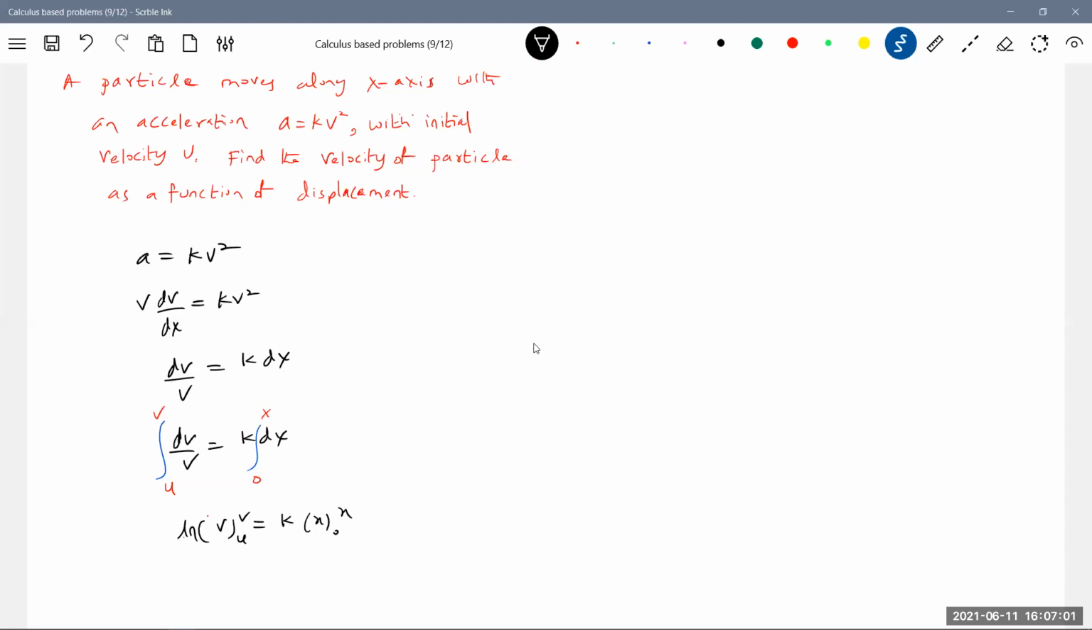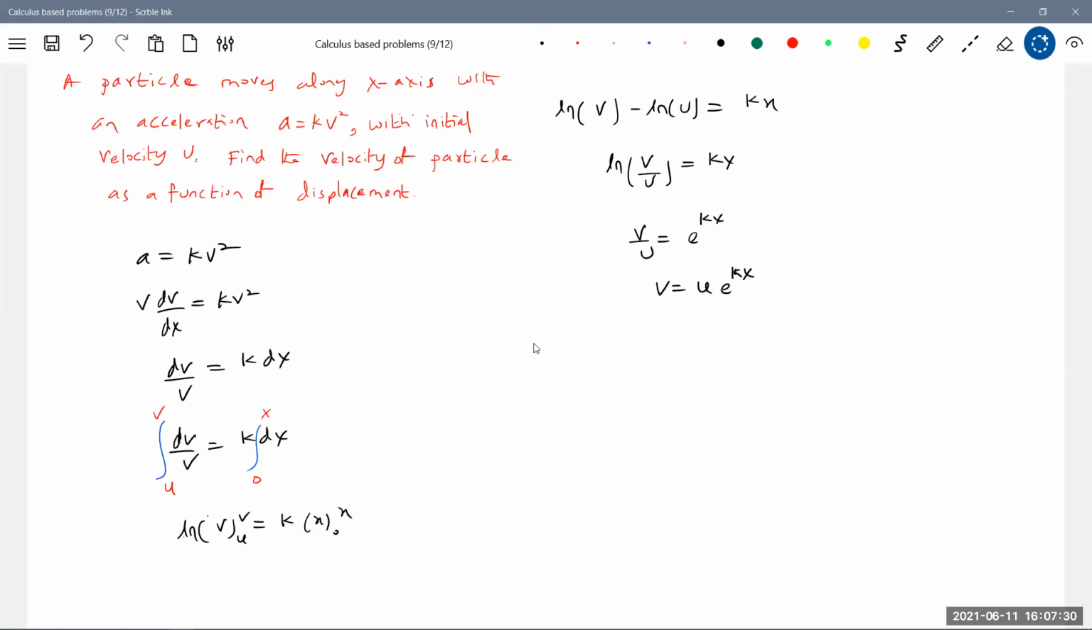So then log v minus log u should be equal to kx. Log of v by u equals kx. Then v by u equals e to the power of kx. So v equals u e to the power of kx. So what was the question asked? Find the velocity of a particle as a function of displacement. Okay, this is what we have got.